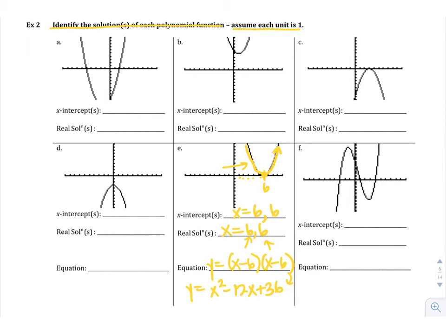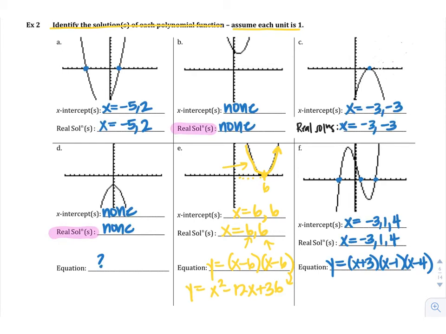So what I want you guys to do for the remaining 5 is to pause the video, and I want you to just write down the x-intercepts and the real solutions. They should be the exact same answer. And unpause the video to check your answers when you're ready. Okay, so when you're ready, you can check your answers.